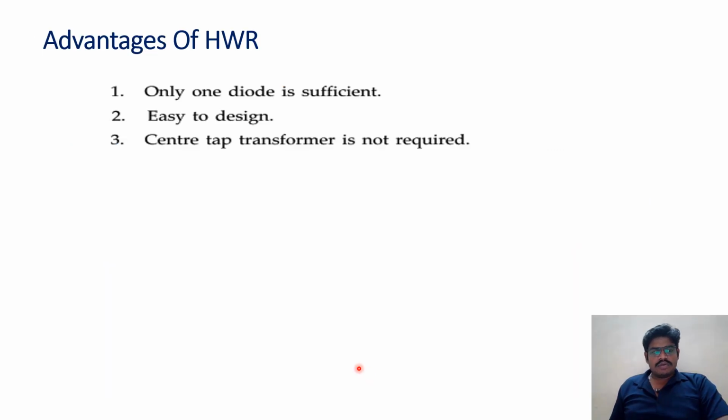Now we can talk about the advantages. It is a very simple circuit. Only one diode is sufficient for the circuit design, so it's quite easy. An ordinary transformer is suitable for the circuit, and a center tap transformer is not mandatory. So overall the circuit is simple and less bulky.